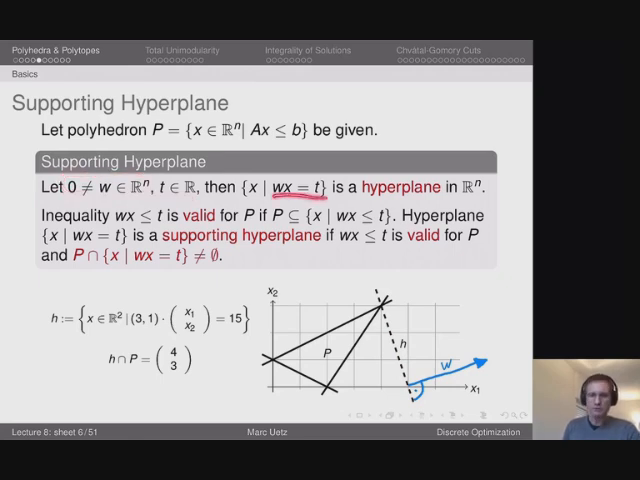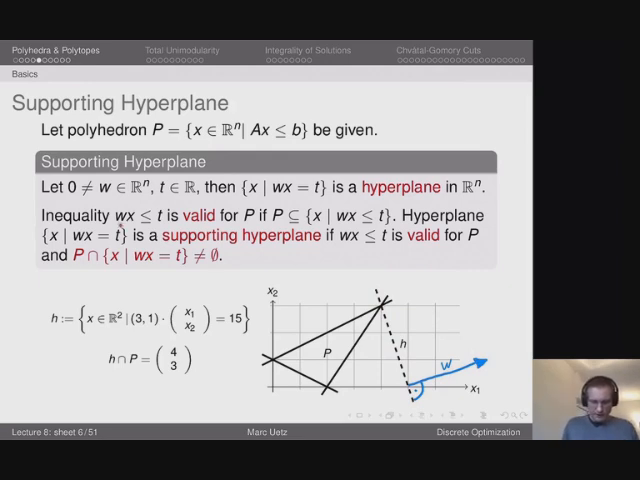So Wx equal to T can also be thought as the intersection of the two opposite half spaces, and then what remains is exactly the line defined by Wx equal to T. Here in the figure, the W is the vector 3, 1. So then that would be on the right-hand side, T was chosen to be 15, and that would correspond to exactly this line here. And the vector W, of course, is orthogonal to the corresponding line.